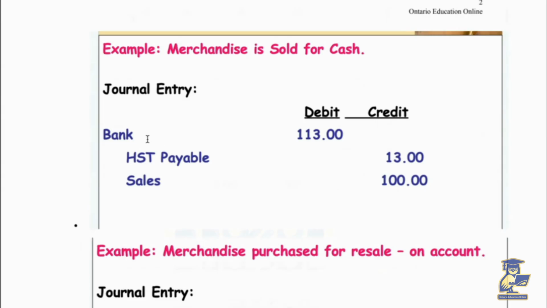If merchandise is sold for cash, this will be the following entry. So for example, we have bank for $113. Then we would credit our HST payable because we have to pay that tax. Again, this is calculated at 13%, so it would be $13, and our sales would then be $100. So our bank total would be the 2 credit accounts added up, so 13 plus 100.